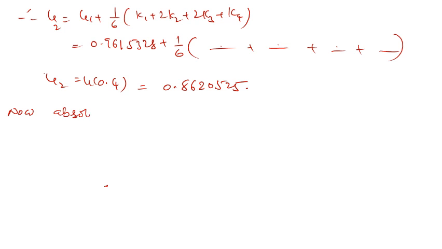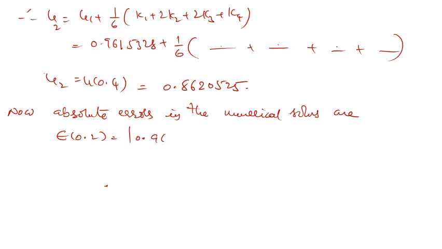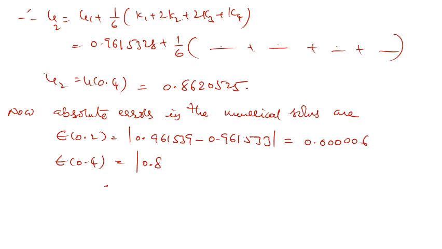Now the absolute errors in the numerical solutions. At 0.2, 0.9639 minus 0.961533, exact minus approximation, is about 506. And the error at 0.4: 0.862069 is the exact value, and the approximate value is 0.862053.